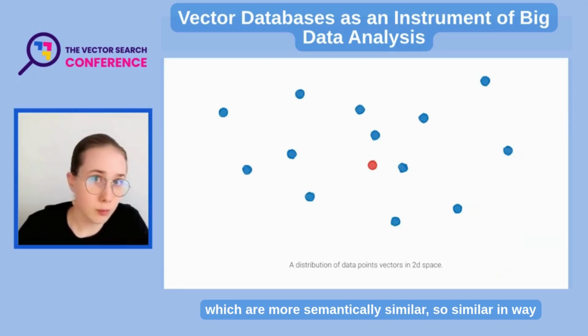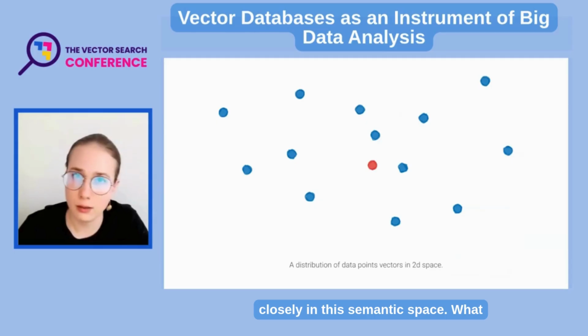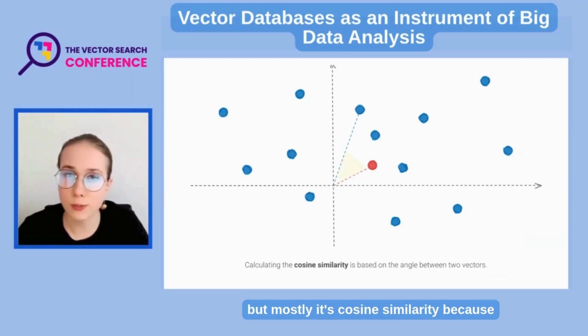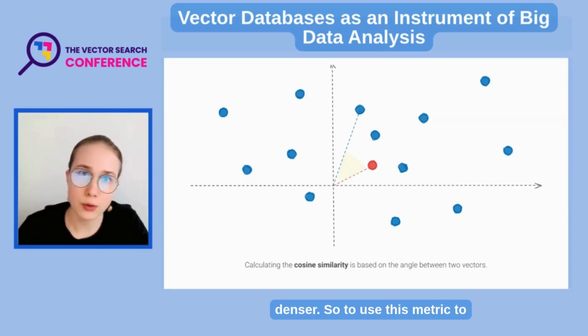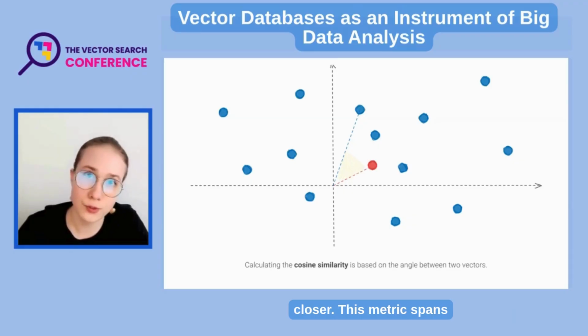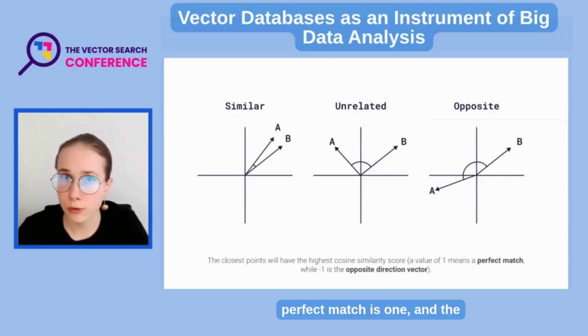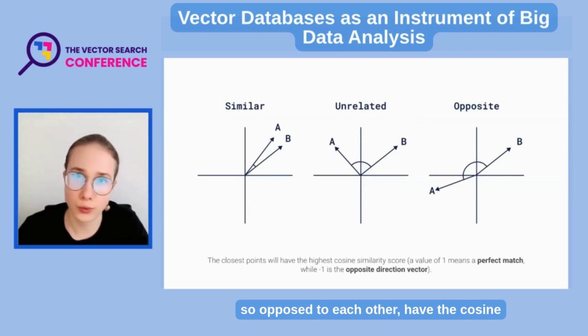And the points which are more semantically similar, so similar in a way you can describe, are placed more closely in this semantic space. What do I mean by more closely? You can measure this numerical closeness by different metrics, but mostly it's cosine similarity, because most of these dense embedding models are actually trained to use this metric to put the more semantically similar data points closer. This metric spans from -1 to 1, where the perfect match is 1, and the absolutely dissimilar points, so opposed to each other, have the cosine similarity of -1.